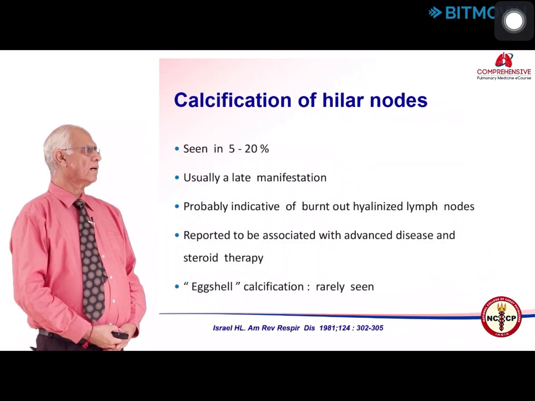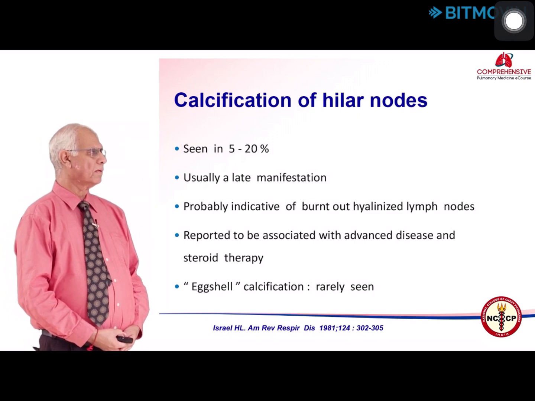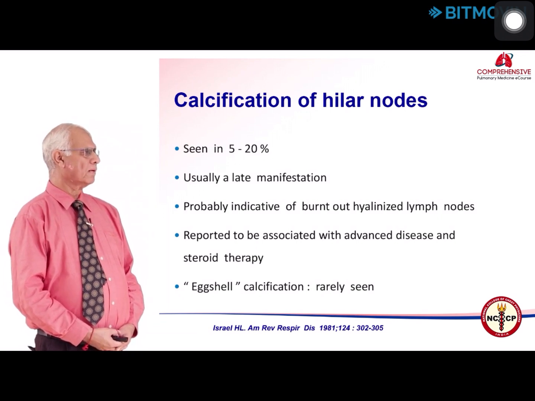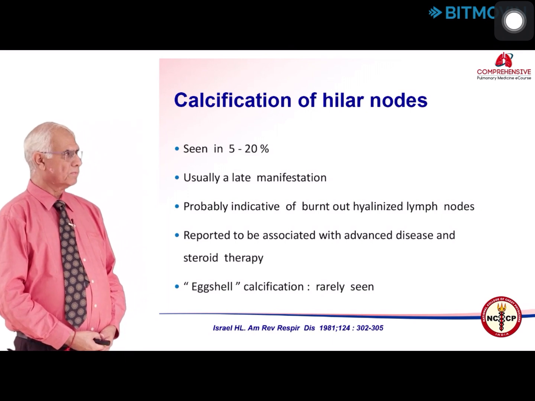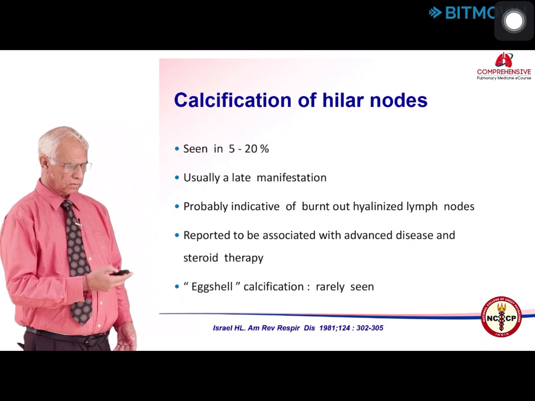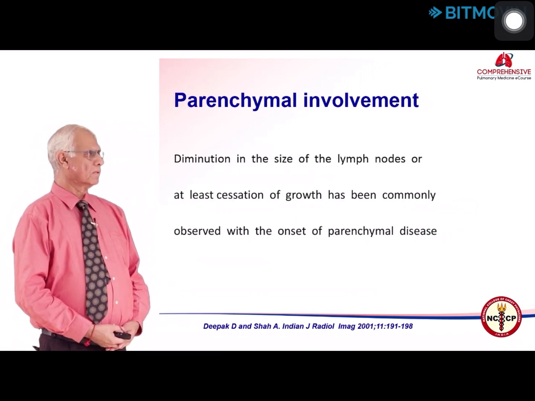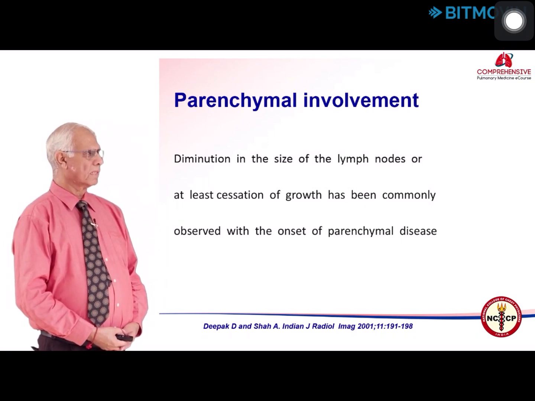Now, calcification of hilar lymph nodes can be seen in up to 20% of the subjects. Usually, it is a late manifestation, probably indicative of burnt out hyalinized lymph nodes, reported to be associated with advanced disease and steroid therapy. Axial calcification, which is more commonly seen in silicosis, is rarely seen in sarcoidosis. Diminution of the size of lymph node, or at least cessation of growth, has commonly been observed with the onset of parenchymal disease.